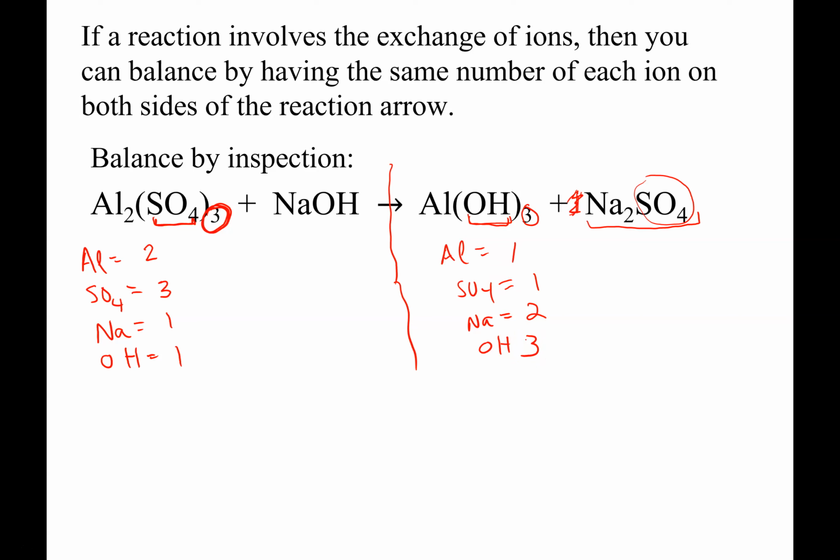So let's just jump right in there. How can I fix my SO4s? Yep, change that 1 to a 3. Again, you can start different places. If I change this to a 3, I have to update my NAs. How many NAs do I have now? 6. Yep, I'm liking 6. And now how many SO4s do I have? I have 3, which is what I wanted.